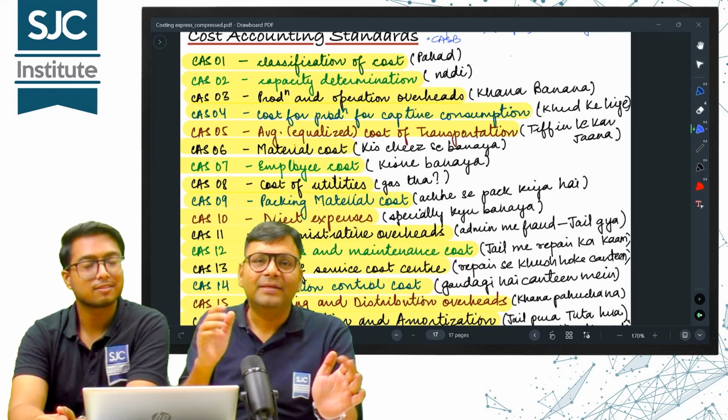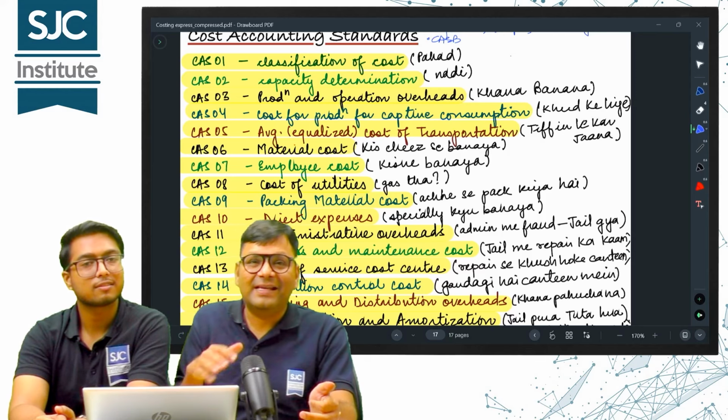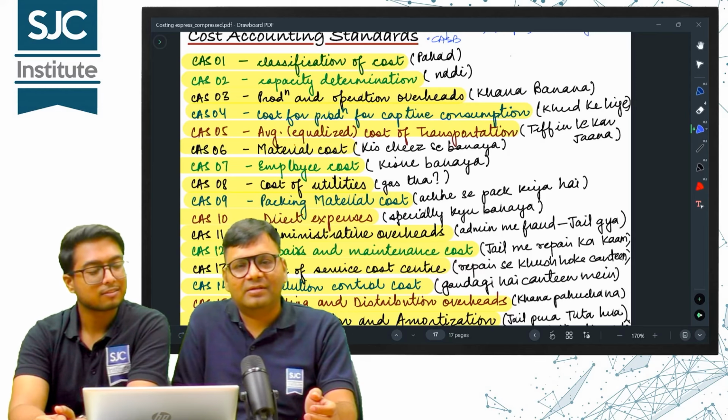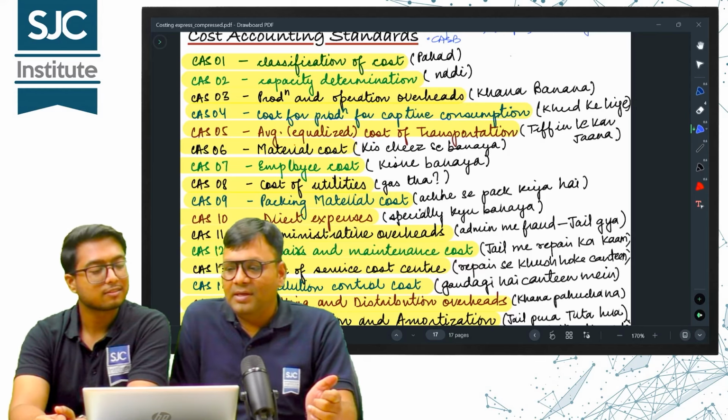The third is to produce something, so production overheads. So producing is cooking is also producing. And for whom she is producing? She is producing for herself and her family, not for selling to outsiders. So that's how it is captive consumption.